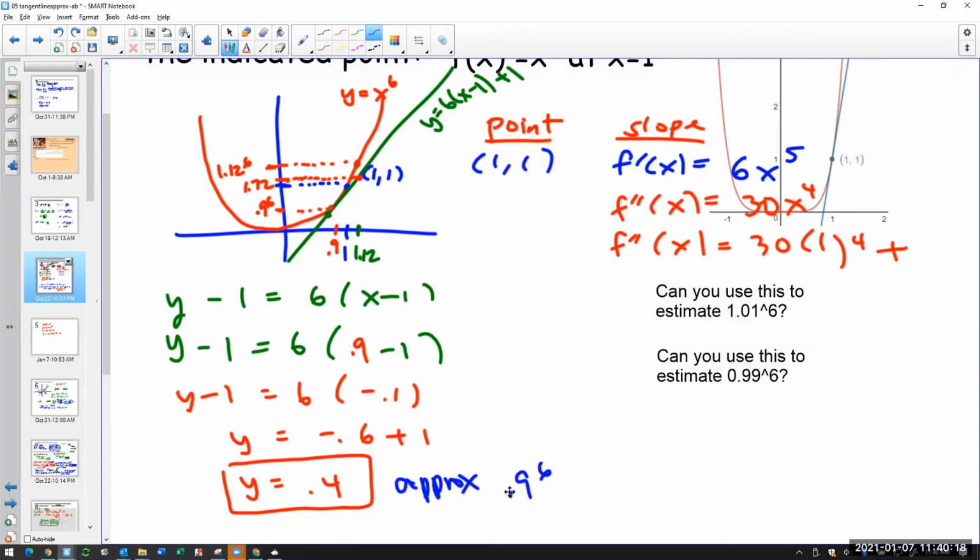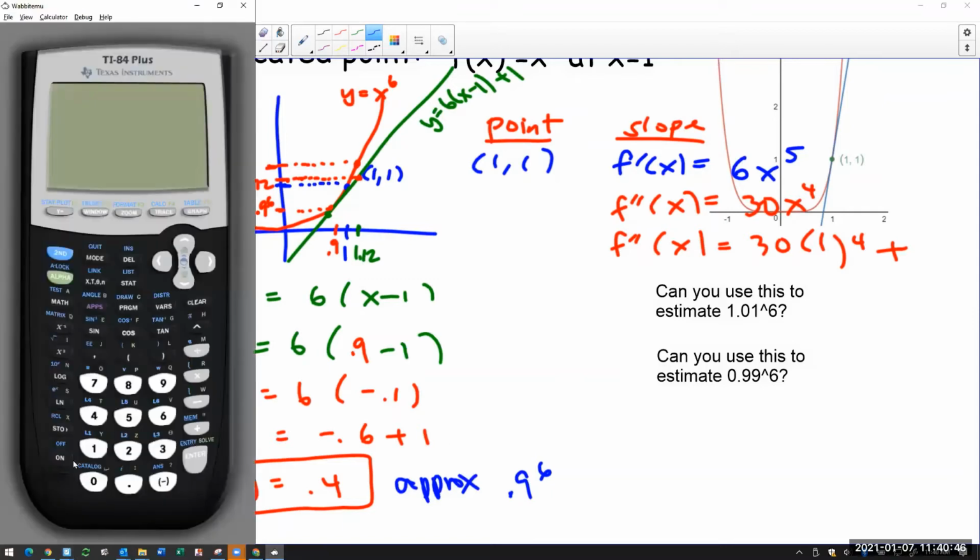Okay, so guys, if you're on a date and your date says, what's 0.9 raised to the 6? Okay, and you don't have a calculator, you can just be like, hold on, do a tangent line. Put in 0.9 right there into that tangent line, and you'll impress your date. You'll be like, oh, I think it's about 0.4, okay? And then go look on the calculator and see how close you are, okay?